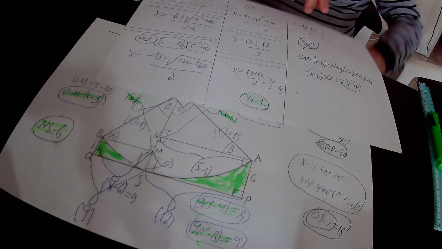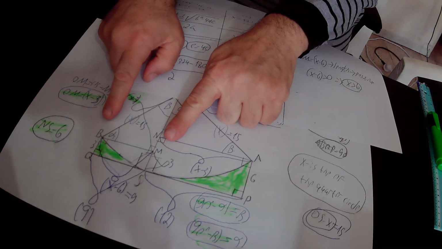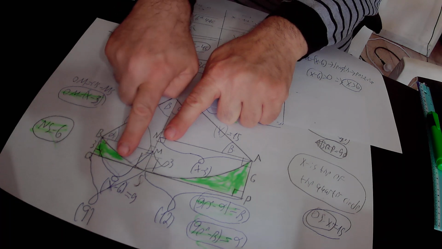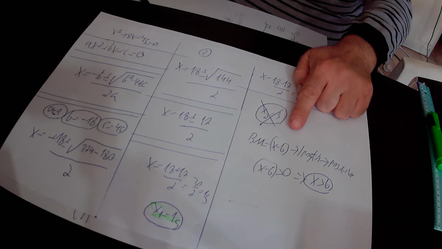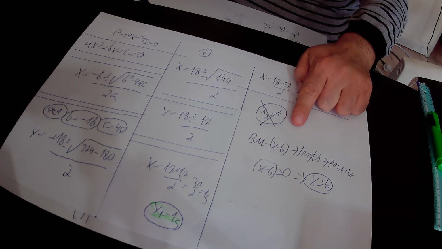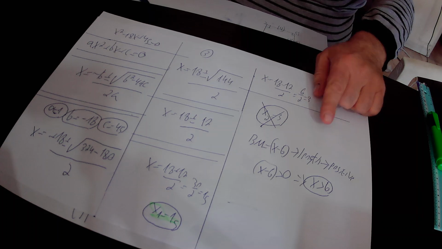But we have already found that this line segment BM is equal to x minus 6 units in length. BM equals x minus 6. BM is a length, and as a length, it must be a positive number.